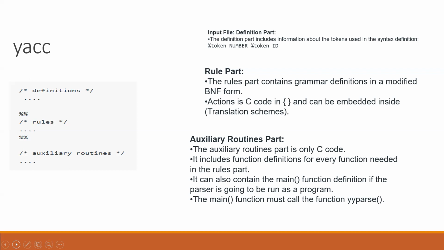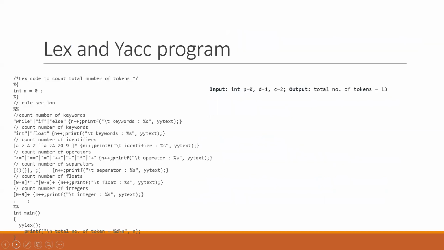Next, the auxiliary routines part. The auxiliary routines part is only C code. It includes function definitions for every function needed in the rules part. It also contains the main function definition if the parser is going to be run as a program. The main function must call the function yyparse.